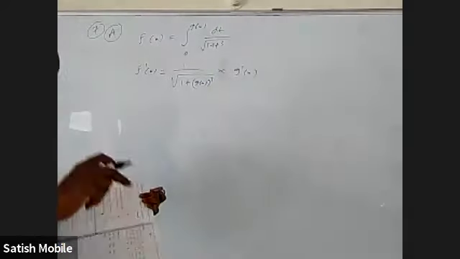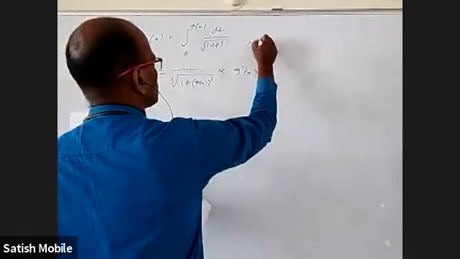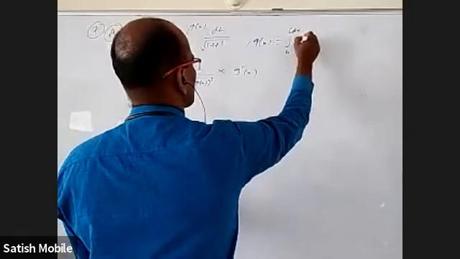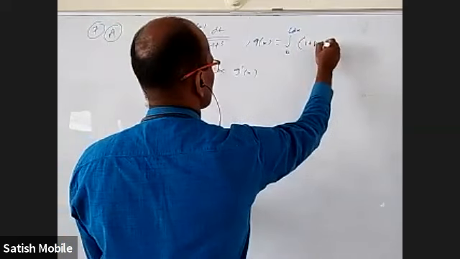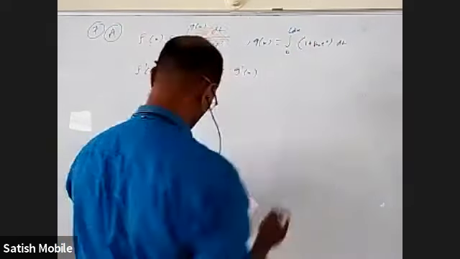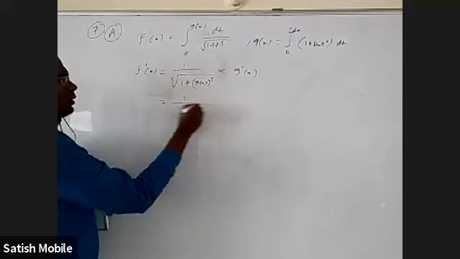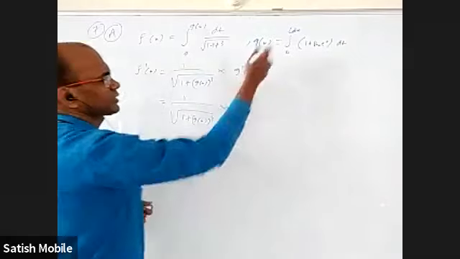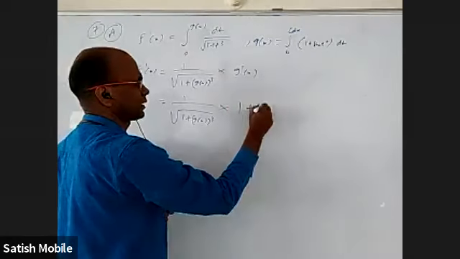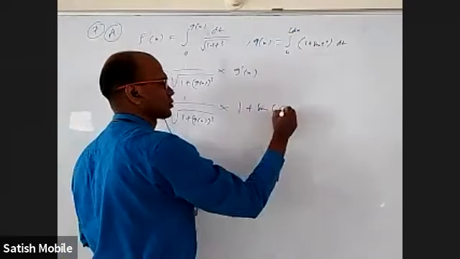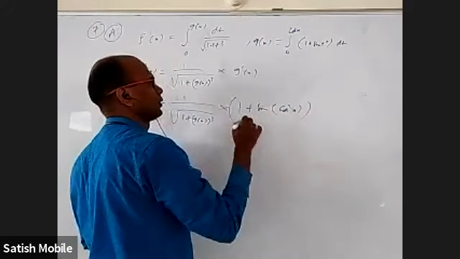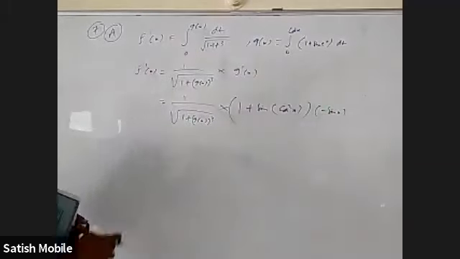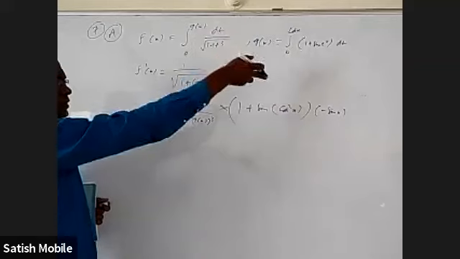For finding g dash x, they gave what g of x is. They gave g of x is integral 0 to cos x of 1 plus sine t square dt. So 1 by root over 1 plus g of x whole cube into g dash x. When you differentiate this, wherever t is there, you have to write cos x, so it will be 1 plus sine cos square x into the derivative of cos x, which is minus sine x. So we are using that fundamental theorem, differentiating a definite integral here, and differentiating a definite integral there.